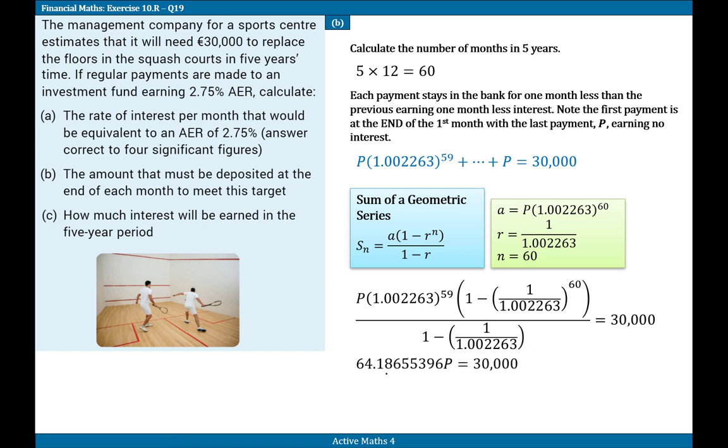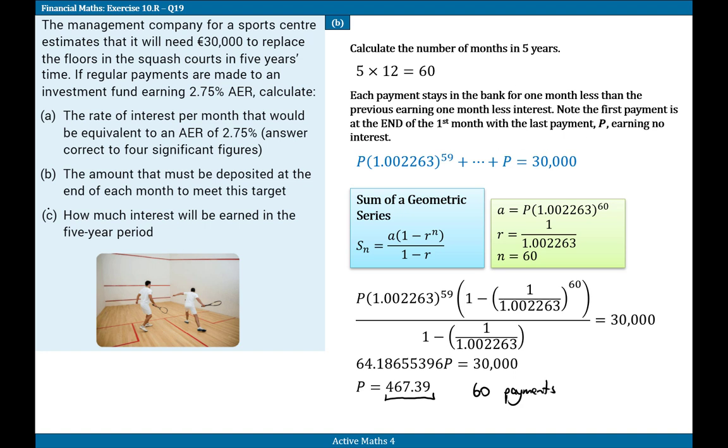So 64.18655 times P equals 30,000. Divide 30,000 by that amount, and you get €467.39. So that's how much we have to save for 60 payments to get an amount of 30,000.